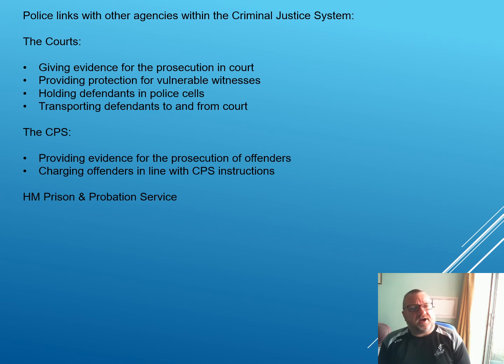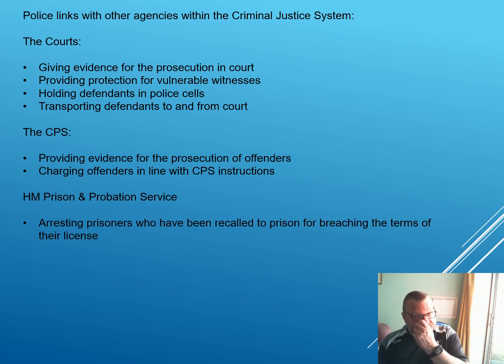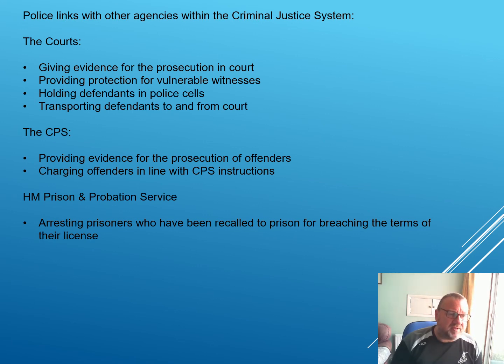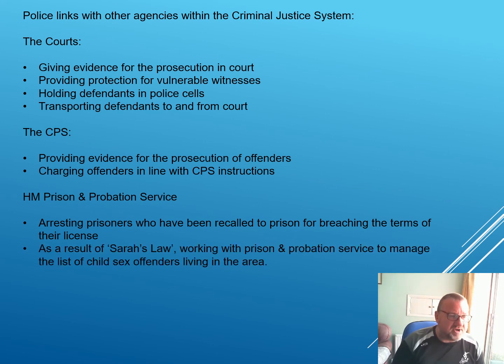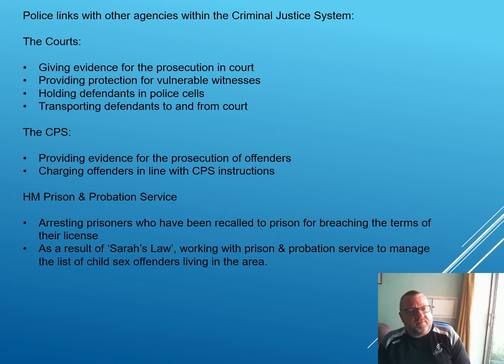How do they work with the Prison and Probation Service? Well, obviously they arrest prisoners who've been recalled to prison for breaching the terms of their licence. So if a prisoner's out on bail, has been told not to go into a certain area and breaks their bail conditions or their licence conditions, the police will be instructed by the probation service to arrest those prisoners and return them to prison. That's how they work with both the Prison and Probation Service. They also, as a result of Sarah's Law, and you can tie in some of the stuff from Unit 1 here, work with the Prison and Probation Service to manage the list of child sex offenders who live in a specific area.